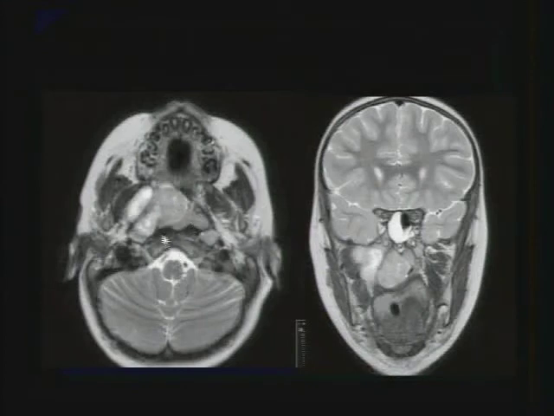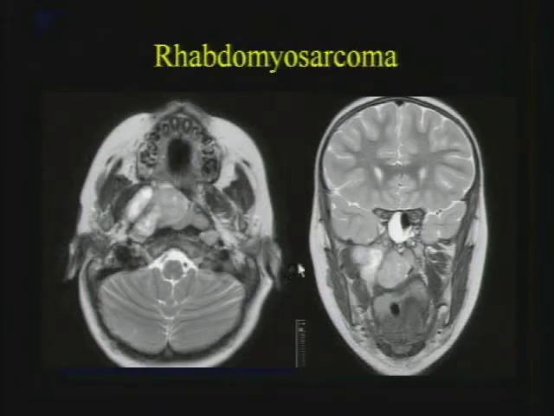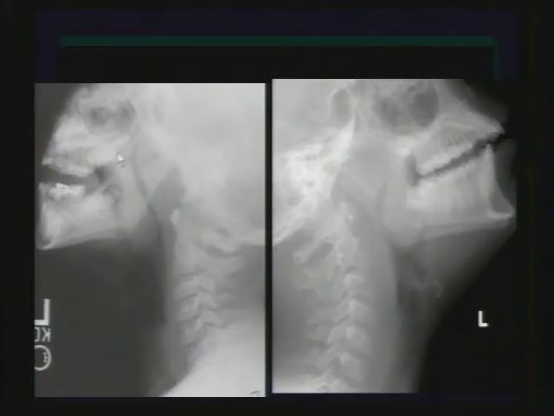Another child with an MRI, you can see obstruction in the nose, a soft tissue mass. This turned out to be a rhabdomyosarcoma. So there's a wide range of lesions that can cause nasal obstruction. This is much more common. These are two different cases of marked enlargement of the adenoids and tonsils.